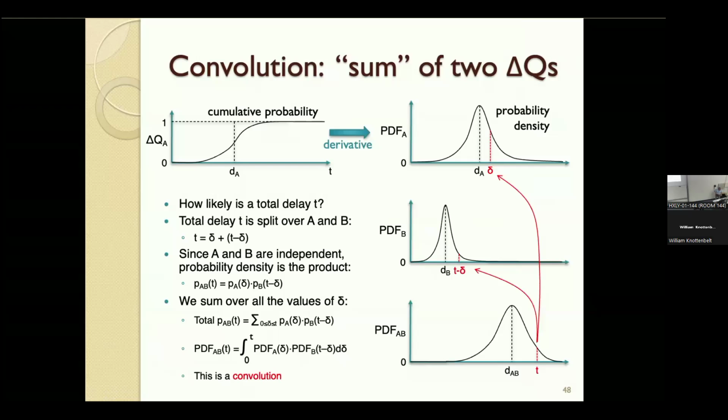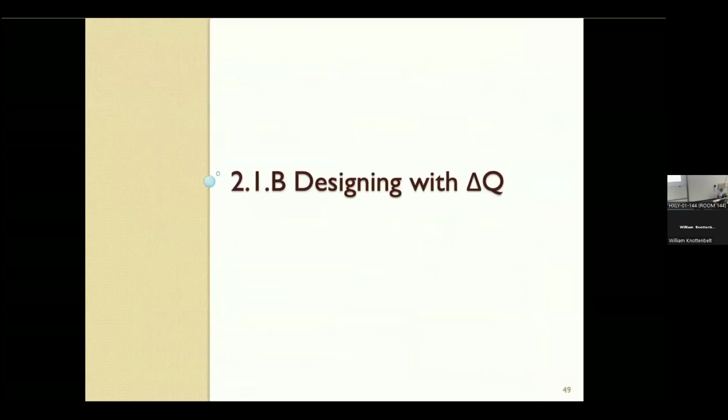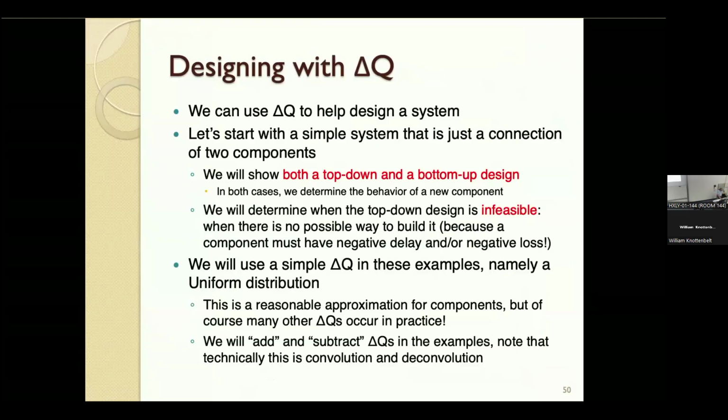So in the ΔQSD approach, the operation of convolution is a very basic operation that we're going to use very often when we connect systems together. Okay, so that's enough mathematics. Now I want to start doing some design. I want to start very simple, designing with just the delta Q. So we're not looking at outcome diagrams yet. A simple system that is just a connection of two components.